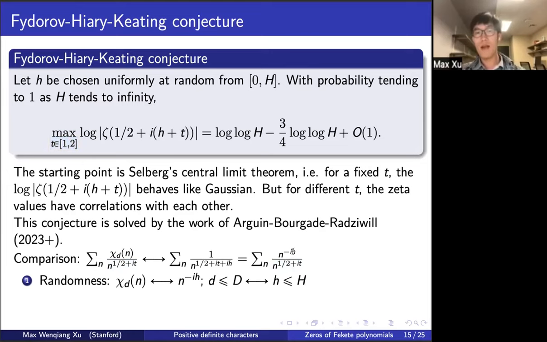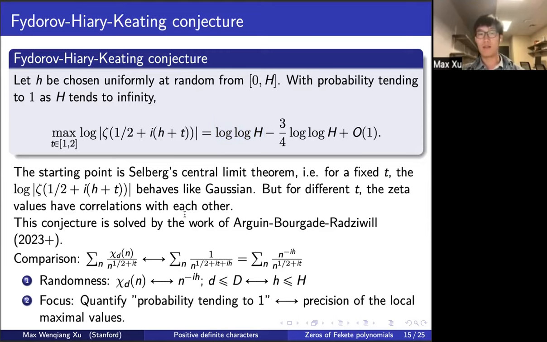Now we have a quadratic character chi d(n), which is a source of randomness. And in the zeta case, it's basically also a character, n to the negative ih. Our parameter little d goes up to capital D, and their parameter little h goes up to capital H. So all the rest looks very similar. Basically this is the randomness, and you might believe that if we want to adapt the previous people's work, we might establish an L-function version of the FHK conjecture, and that might be enough. And this log log h, as you can see here, might be exactly the cutoff log of q_d we want to find, which might be log log d.